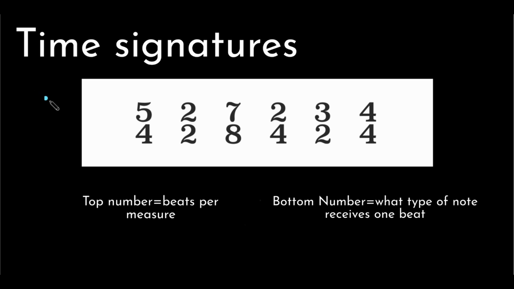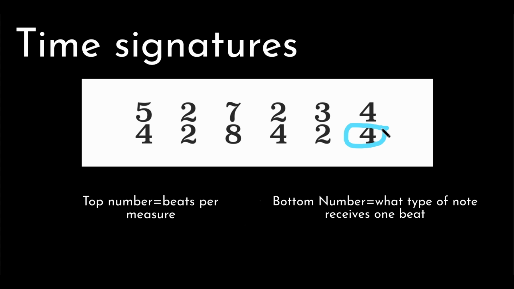Now let's talk about time signatures. The top number for a time signature means beats per measure. So a 4 as the top number would be 4 beats per measure. A 3 being 3 beats per measure, 2 beats per measure, 7 beats per measure, and 5 beats per measure.